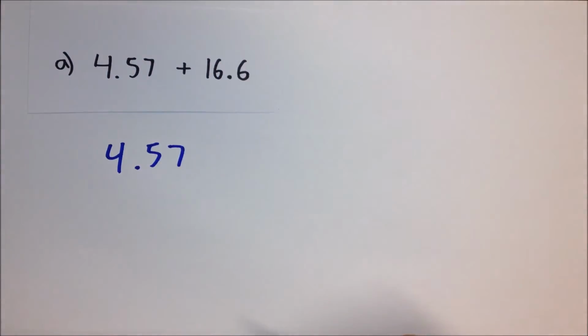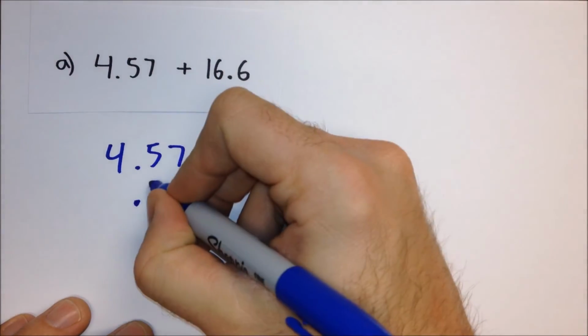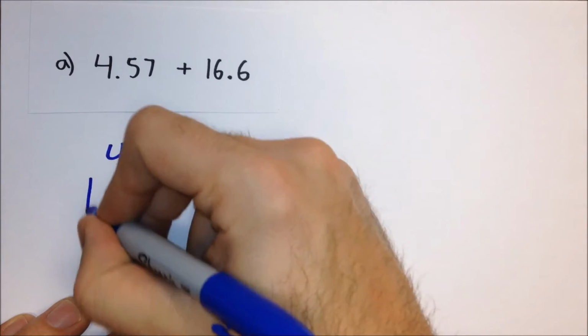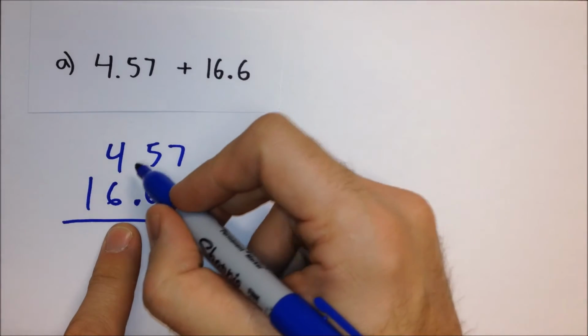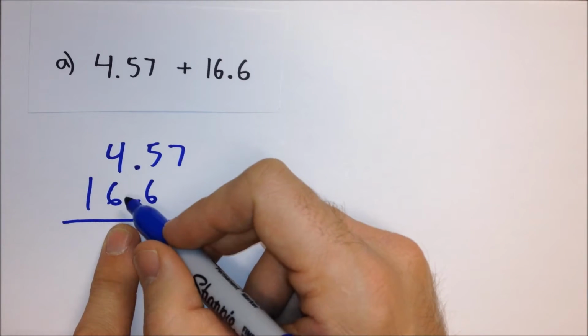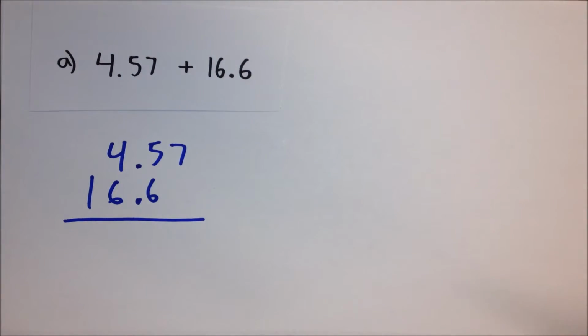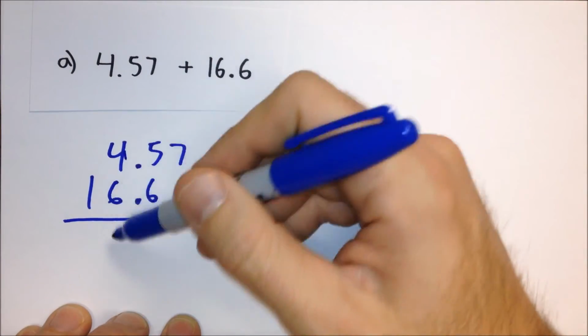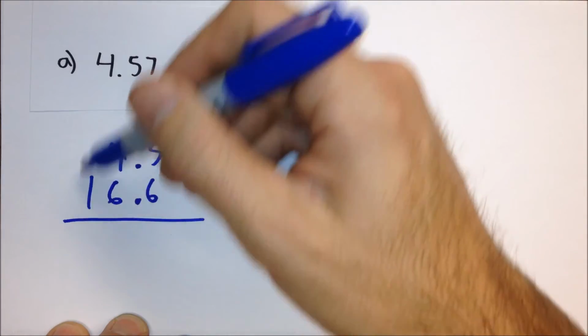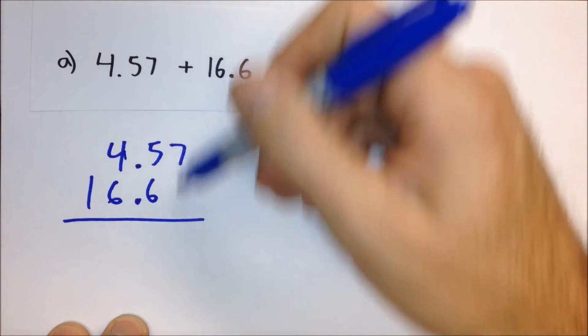4.57, but how do I want to align them? I want to align them so that the decimal points align with each other. So I'm going to write my 2 problems like this. I'm going to make it where my decimal points are aligned. And when my decimal points are aligned, it does a lot of nice things. It makes it where this column has all of my tenths in it, this column has all of my ones, this column has my tens, and this column has my hundredths.